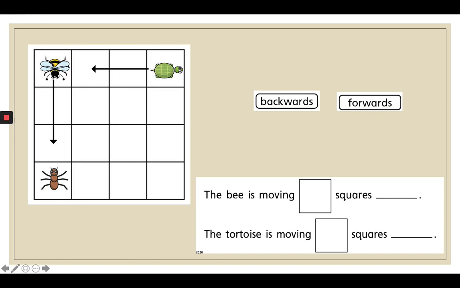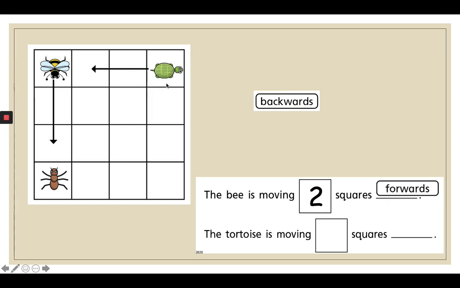How many squares is the bee moving? Count with me. 1, 2. That's it. It's 2 squares. And in what direction? So look at where the bee is facing. That's it. Forwards. He's facing the way he's moving. So he's moving forwards.